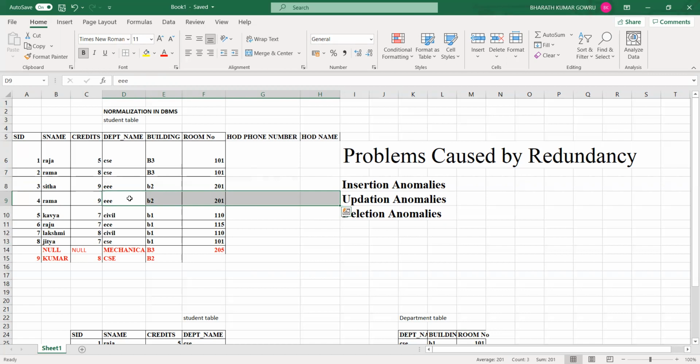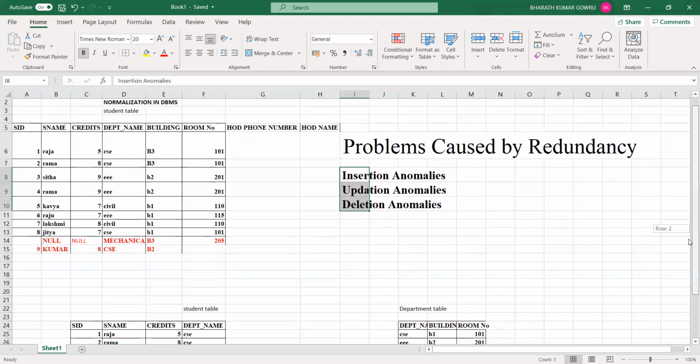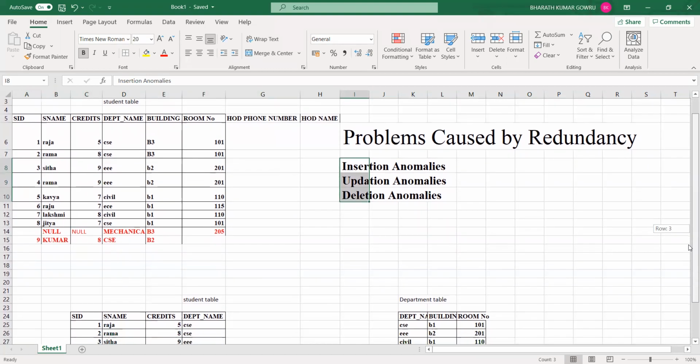So these are the problems caused by redundancy. Now we will find out the solution. How will we find a solution for these problems? Here the problems are insertion anomalies, updation anomalies, and deletion anomalies. Now we will find the solution. Here the solution is to rectify these problems, which are caused by redundancy.